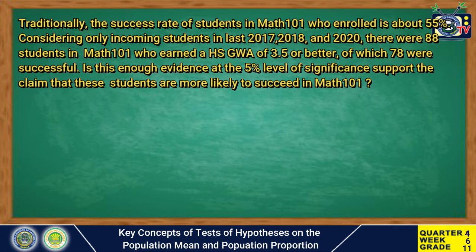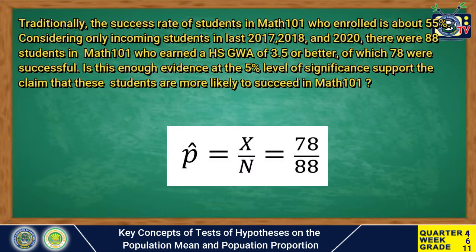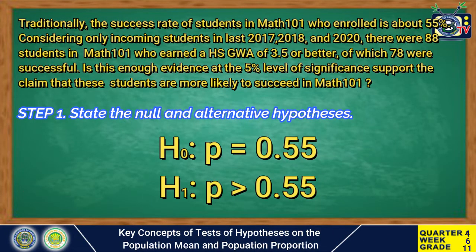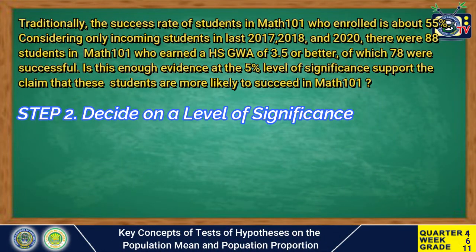And we have here our level of significance that is 5%, that is alpha is equal to 0.05. And we look into our data, we have 88 students and 78 were successful. So we have a sample proportion x over n, and that is 78 over 88. For our null hypothesis, we have a proportion equal to 0.55. And for our alternative hypothesis, we have a proportion that is greater than 0.55. Step 2. Decide on level of significance. That is, alpha is equal to 0.05.